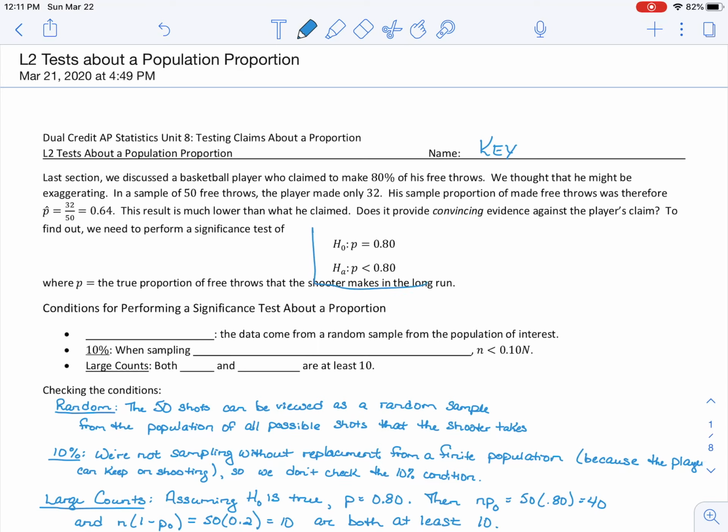There is first a set of hypotheses that we wrote, where he's claiming that it is 0.80. The alternative is what we're seeing if we have evidence for. Is it actually less than 0.80? And the variable always gets defined, which is the tedious step, but it's the true proportion. It's always about a population parameter, never about your sample statistic.